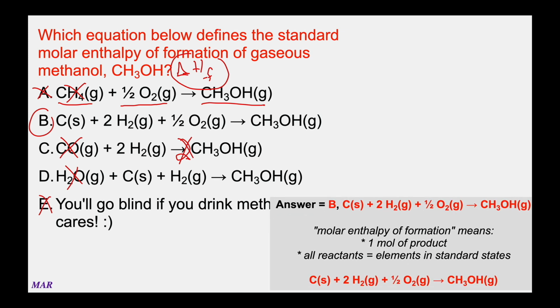In this equation, we have 1 mole of product, and the reactants are elements in their standard states. So carbon, hydrogen, oxygen are standard. H2 and O2 because they're diatomic. The carbon would be graphite, although it doesn't state that, but that's the more common form. So answer B here is the heat of formation equation for methanol. And again, important parts: 1 mole of product, and all reactants are elements in their standard states.